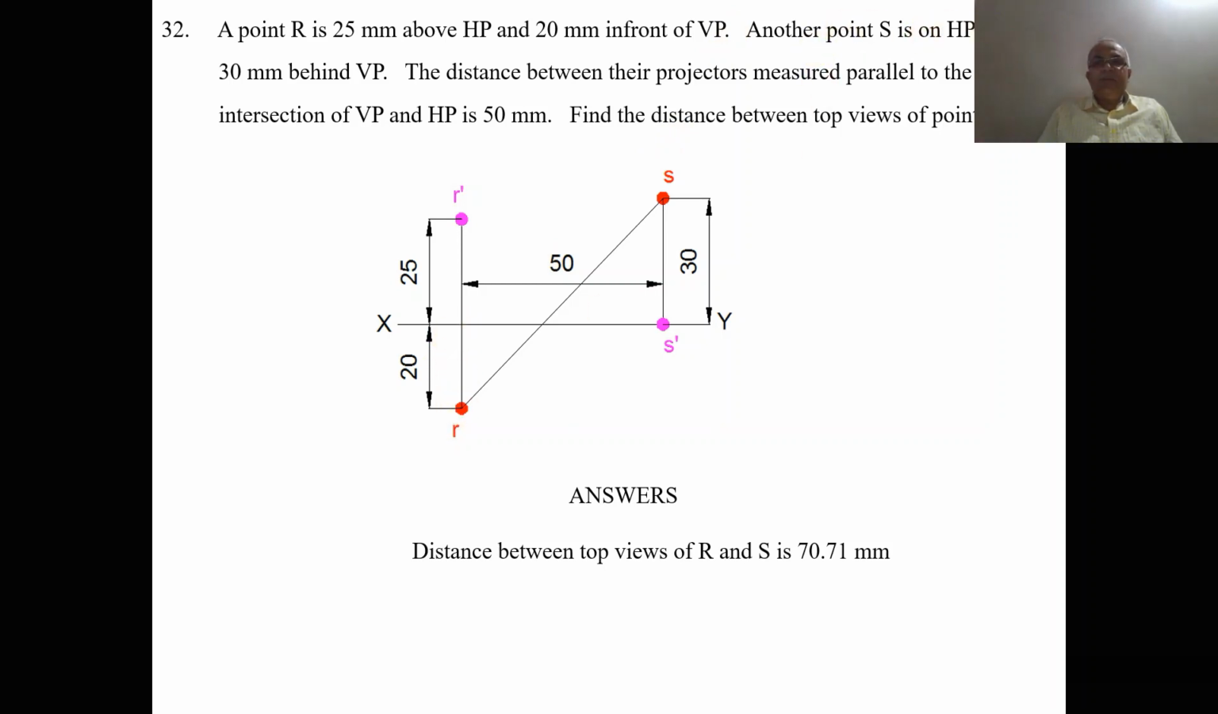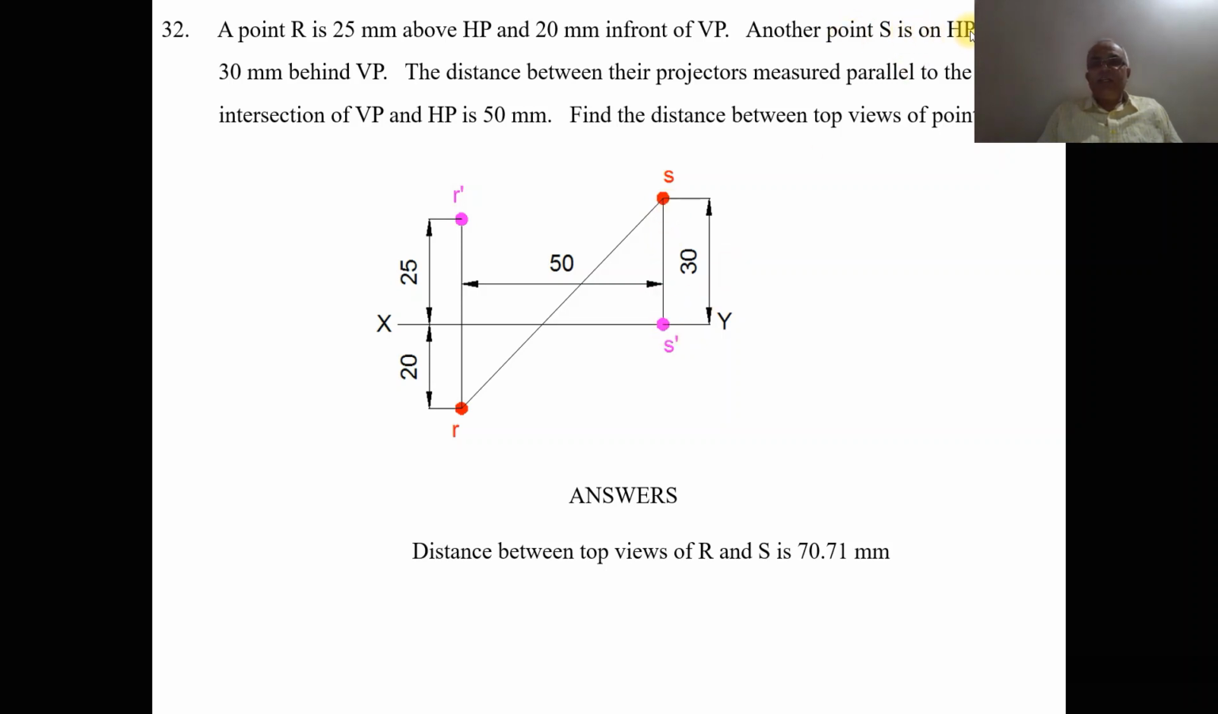Another point S is on HP and 30 mm behind VP. This line is the projector of R, and we need to project the point S. The distance between the projectors measured parallel to the line of intersection of HP and VP is 50 mm. So from this projector, you measure 50 mm and draw a vertical projector.